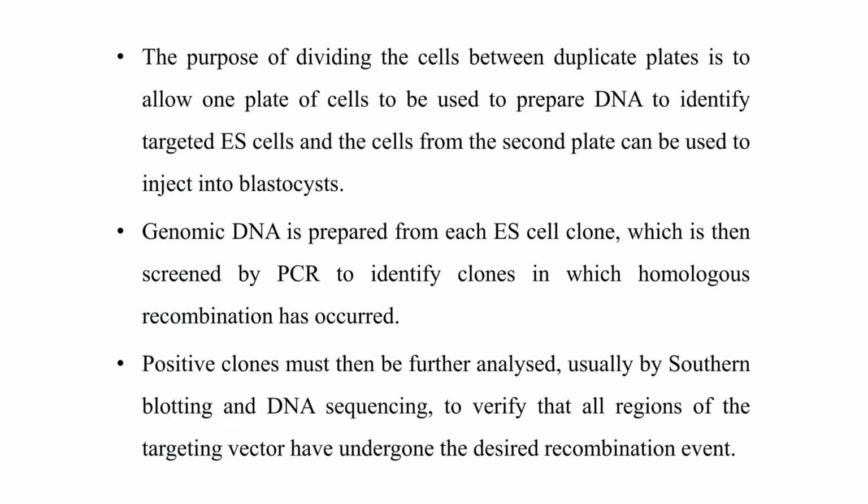The purpose of dividing the cells between duplicate plates is to allow one plate of cells to be used to prepare DNA to identify the targeted ES cells, and the cells from the second plate can be used to inject into blastocysts. Genomic DNA is prepared from each ES cell clone, which is then screened by PCR to identify clones in which the recombination has happened. Positive clones must then be further analyzed, usually by Southern blotting and DNA sequencing, to verify that all regions of the targeting vector have undergone the desired recombination event.